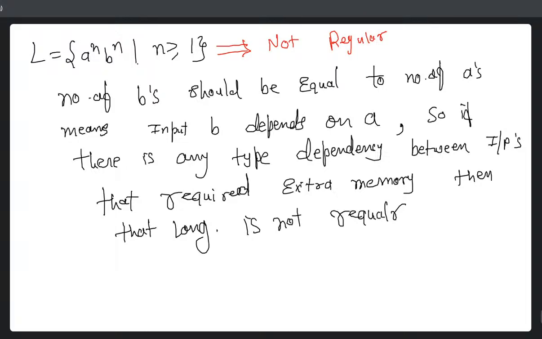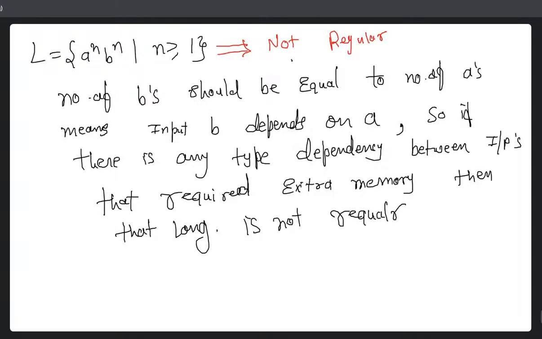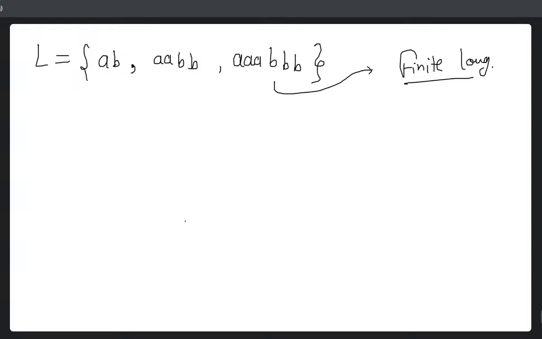If the language is infinite, then it may or may not be regular. This infinite language is not regular, and this infinite language is regular, as we already constructed here. Got it? So if the language is infinite, it may or may not be regular. But if the language is finite, then it is always regular. There is no need to check what the strings are. Just say yes, it is regular. Always regular. So here this is 100% regular.